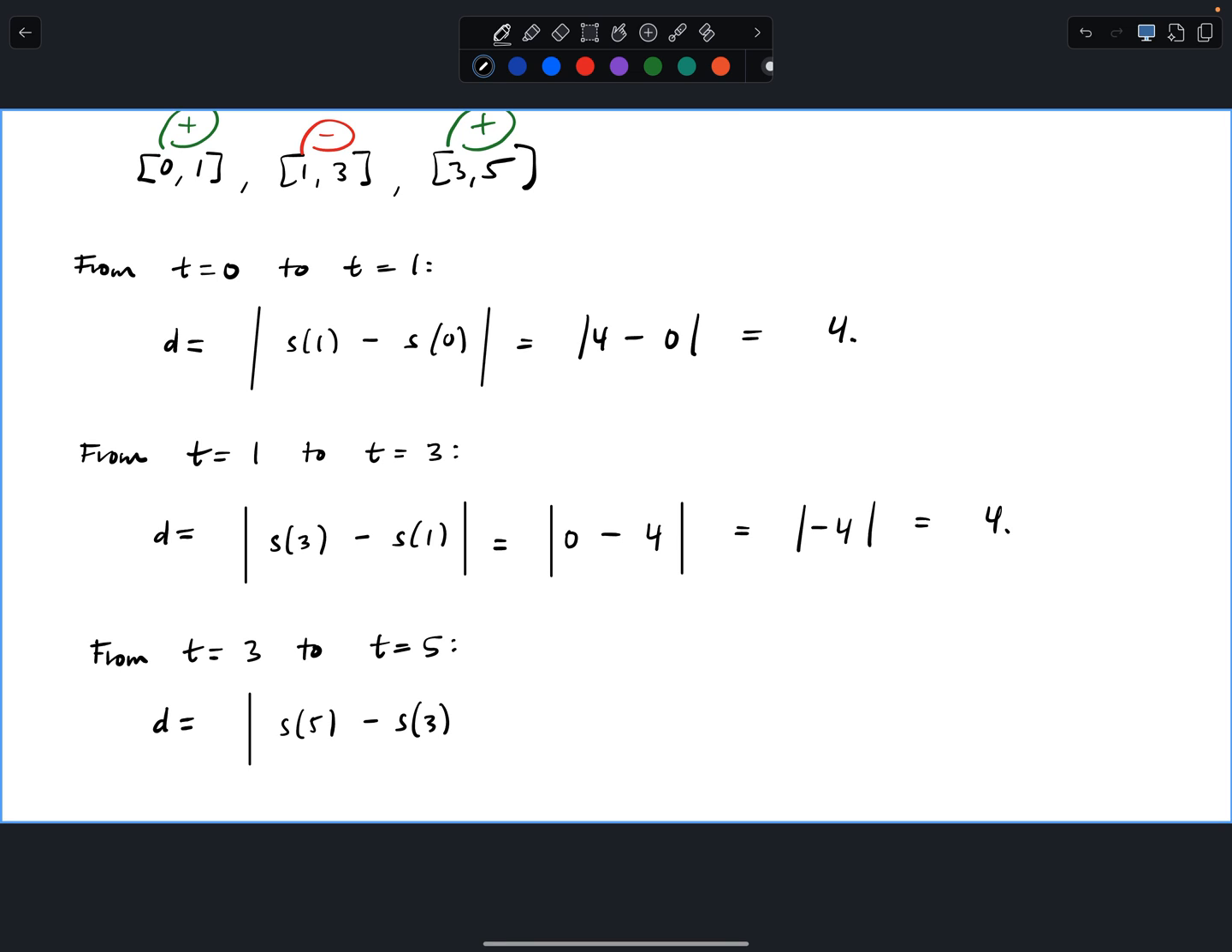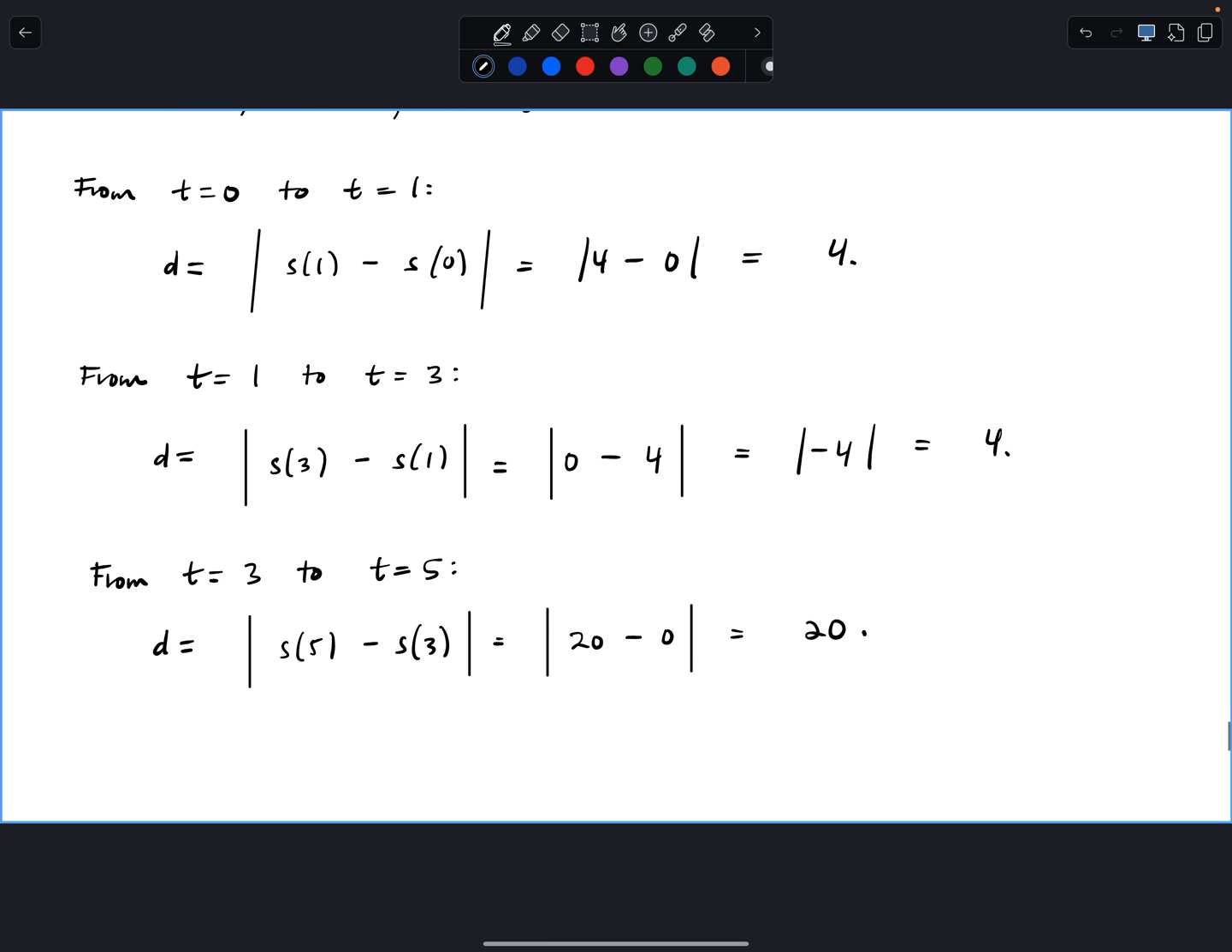So then between 3 and 5, our last interval, S of 5 is 20. S of 3 is 0. 20 minus 0 is 20. So the absolute value of that's 20. So to get the total distance, I just have to take these three values and add them together.